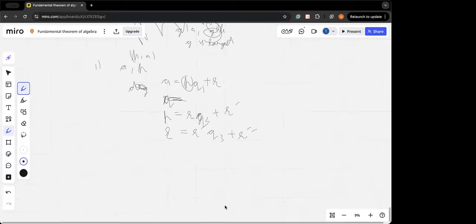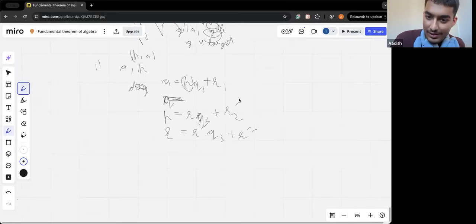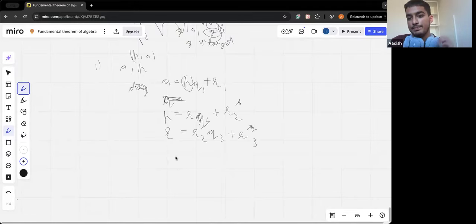Yeah, just write R1, R2. Yes, and you have to keep going like this. You have a point. You have a point. R1, R2. So you're basically doing that.